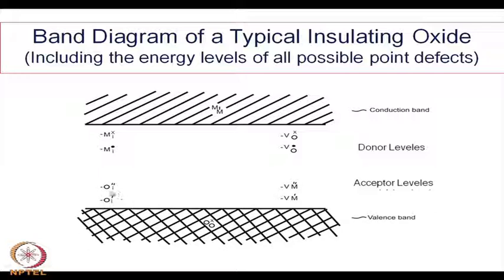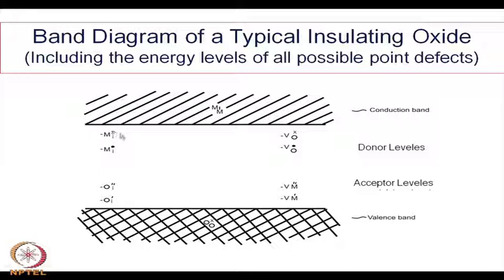This will accept one electron and become negatively charged; if it accepts two electrons, it will be doubly negatively charged, like this. Now, here it will donate electrons. A neutral atom will donate an electron and become positively charged, and this interstitial will donate an electron and become neutral, and then when one more electron is donated, it will be singly positive charged.